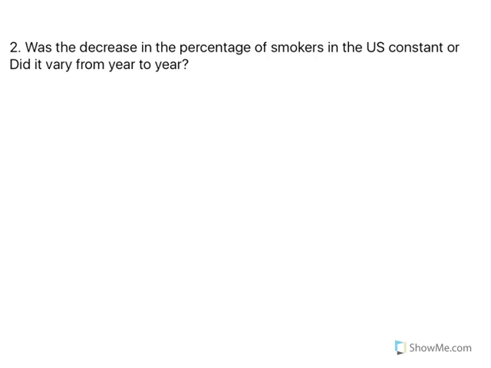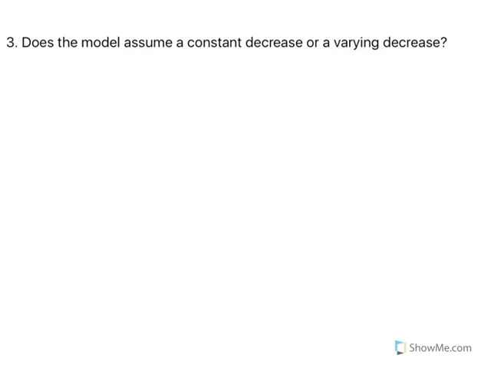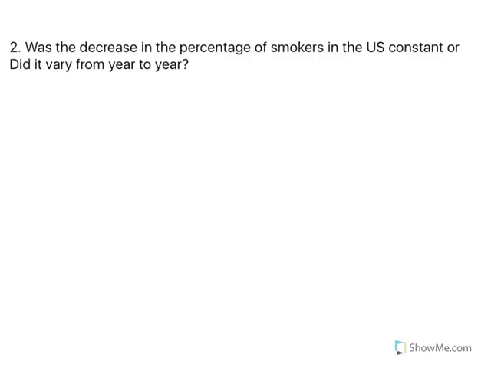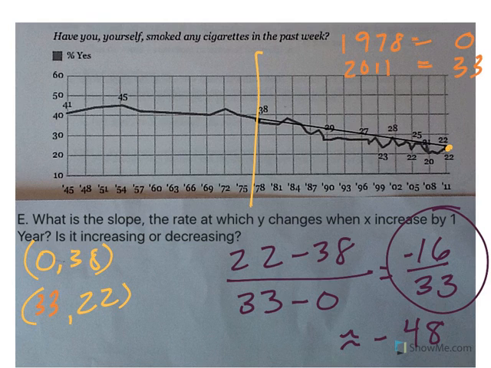Now, was the increase in the percentage of smokers constant, or did it vary? I'm going to read questions 2 and 3 together, and then we're going to come back. And does the model assume a constant decrease or a varying increase? Okay, I want to go back to the picture. So the data, the actual data is this line, right? This is the percentage of smokers. Would you call that constant or varying? Well, it's varying. It goes up and down. You never know where it's going to be. So the actual data is varying.